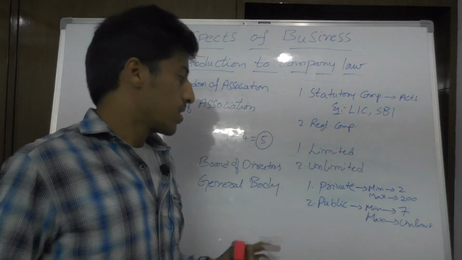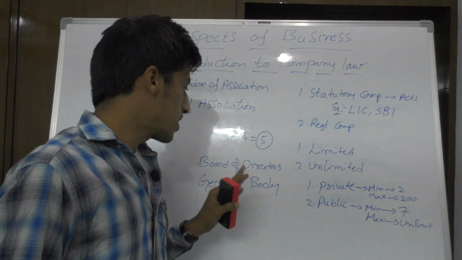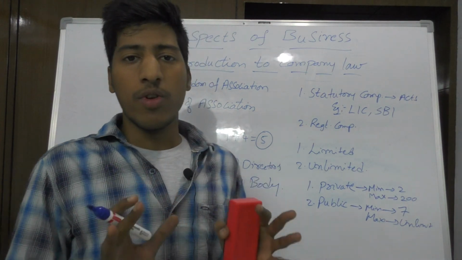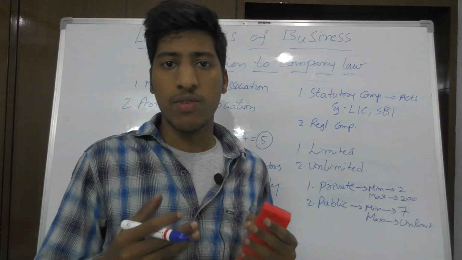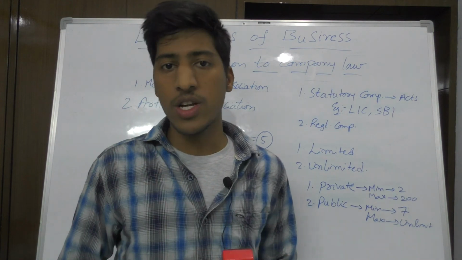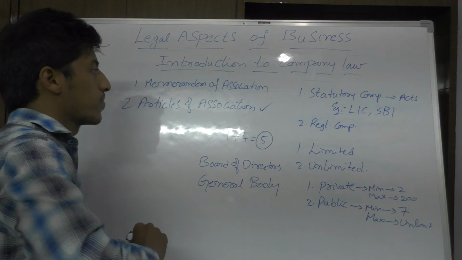Coming to the powers, the board of directors will have some powers, and the general body will have some other powers, and we will have rules and regulations for maintaining a business and for seeing the functions of a business, and those rules and regulations will be mentioned in these articles of association.